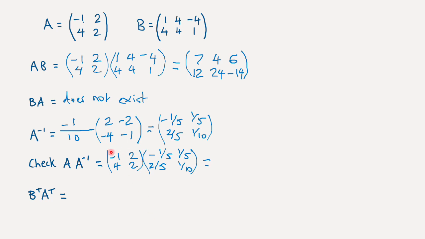So first of all, first row, first column will have plus 1/5 plus 4/5, which comes to 1. Second entry up here is going to be first row, second column, so minus 1/5 plus 1/5, 0. And then second row, first column, so we'll have minus 4/5 plus 4/5, so 0. And then finally second row, second column, we'll have 4/5 plus 1/5, so 1. So we have done it correctly.